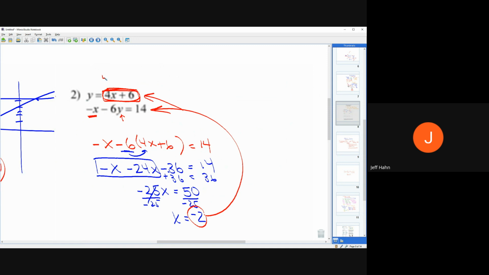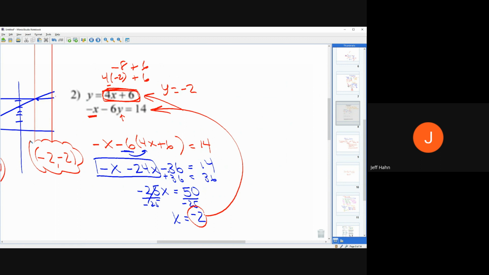You just have to take 4 times negative 2 plus 6, which is negative 8 plus 6, so y also equals negative 2. So your two answers are x is negative 2, y is negative 2. If you wanted to graph both of those lines, they're going to cross at (-2, -2). How about that? Was that not fun?